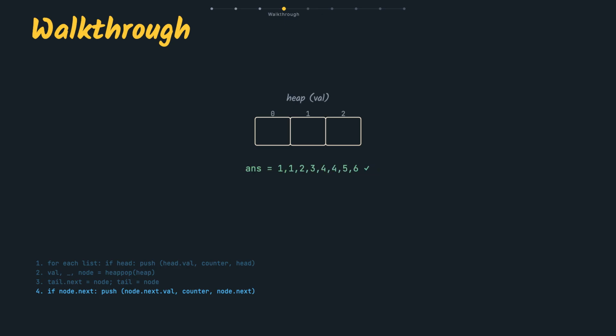The heap is empty now, so we stop. The final answer is 1, 1, 2, 3, 4, 4, 5, 6. Fully sorted. And look, we never once rescanned all the heads. The heap surfaced the smallest each time, in one quick step.